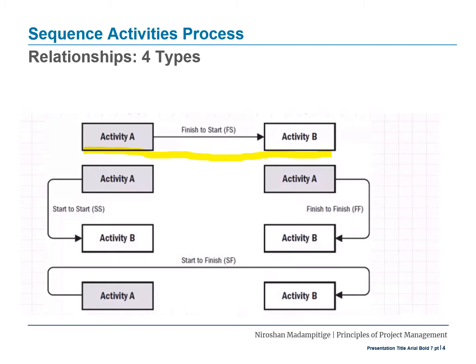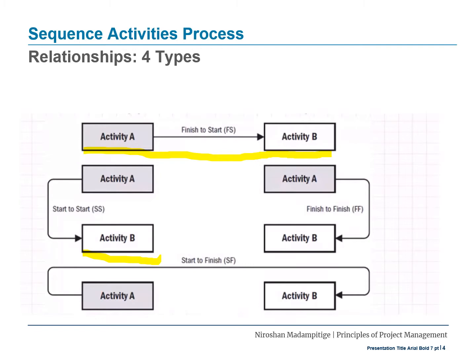The second example you see here on the left side of this figure is start to start. That essentially means as soon as activity A starts, activity B also can be started. It doesn't mean activity A and B will start at the same time. It's just that as soon as activity A starts, anytime sooner, activity B could start. So that is the second type of the relationship.